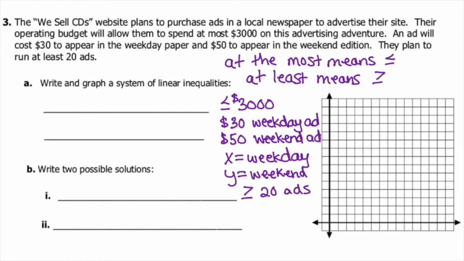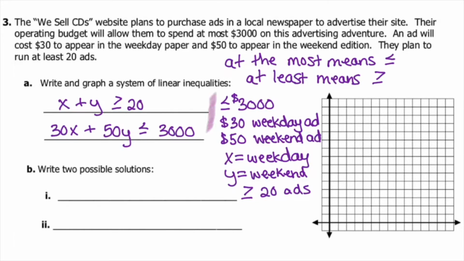All right, so we remember we have a certain amount of weekday, a certain amount of weekend, are going to all have to be greater than or equal to 20. And then the money goes with money, so that's 30x plus 50y is less than or equal to 3,000. And I'm getting all of these numbers from my little key that I've made right here.